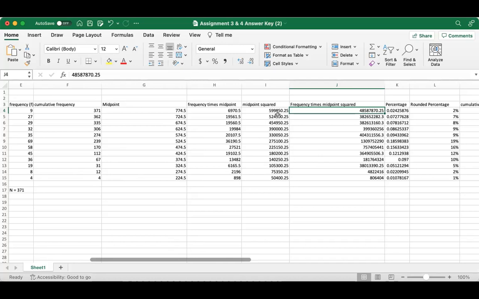Because it's a proportion. So the frequency, we're going to take this number into this number, because the percentage is a proportion. The total N, the total number of things that are happening, is 371 times the frequency. So we're going to take the frequency of the thing hitting and get a percentage.